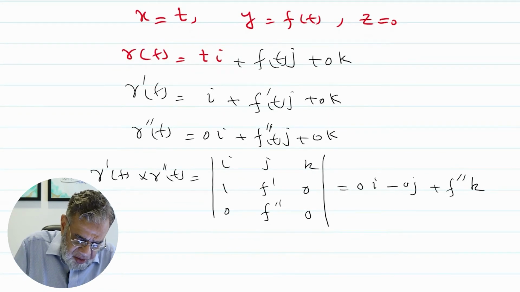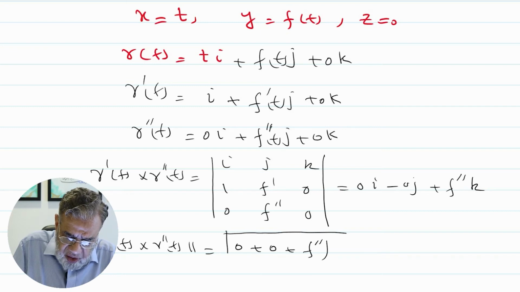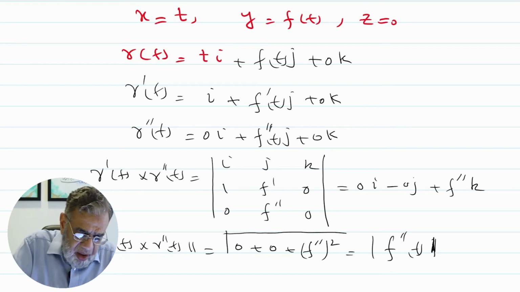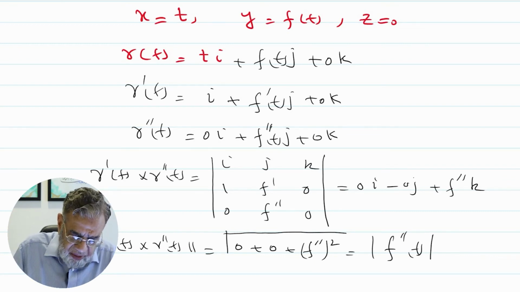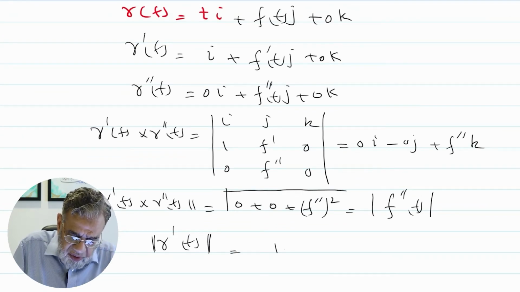Now again I take the magnitude of this one, r dash of t cross r double dash of t. The magnitude of this one is the root of 0 plus f double dash squared. So I have here f double dash of t magnitude, because this must always be positive. We are taking a root of something, and the root of something we take must be positive. Now we find r dash of t magnitude. We have the vector r dash of t. We take the magnitude of this vector. The magnitude of this vector is the root of 1 plus f dash of t whole squared.